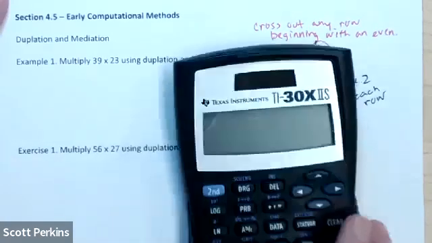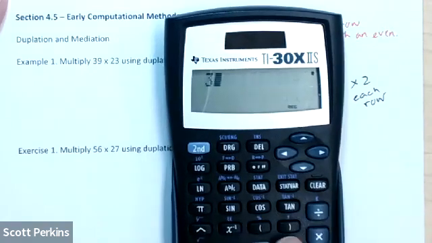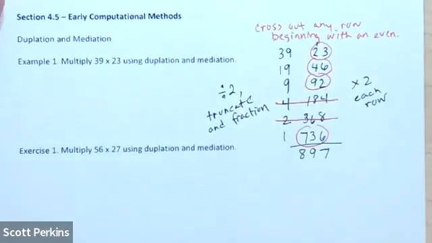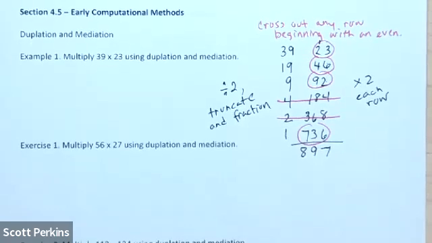So here's my calculator. Let's see what modern technology will tell me much faster. 39 times 23 is 897. So I don't know the clever mathematician that invented the duplation and mediation method, but it works. So there you go.